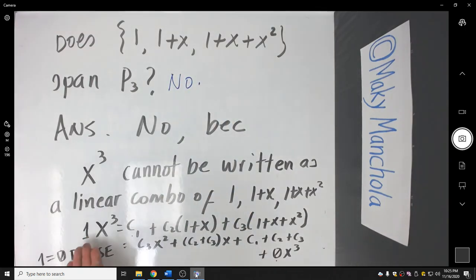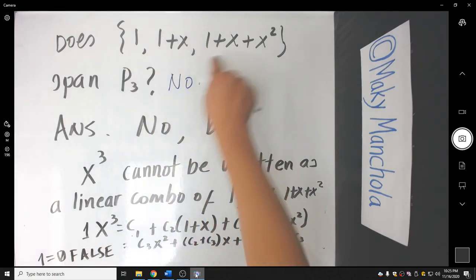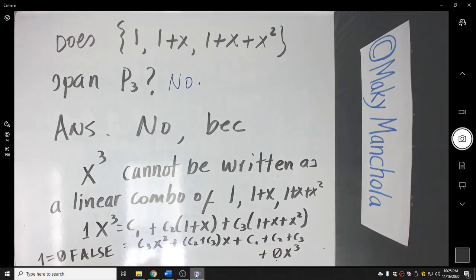Why? Because when you try to express the particular case x cubed as a linear combination of your given 3 elements of P3, that leads to a false condition, so it cannot be done. You cannot write linear combinations of these 3 to produce x cubed.